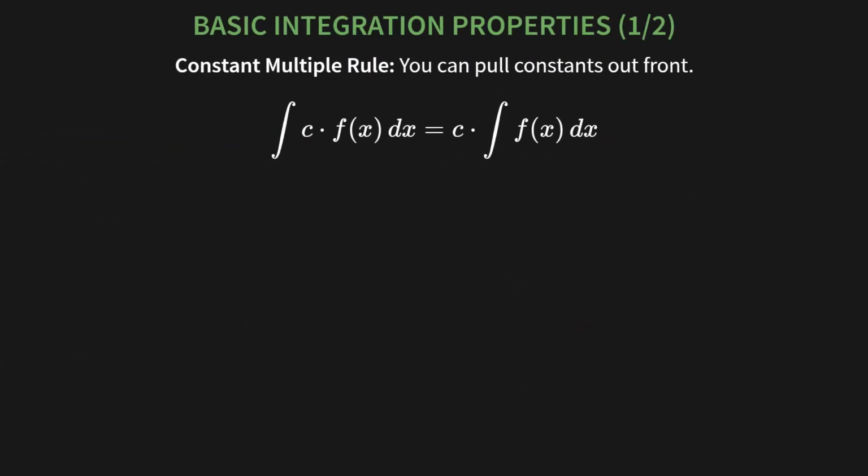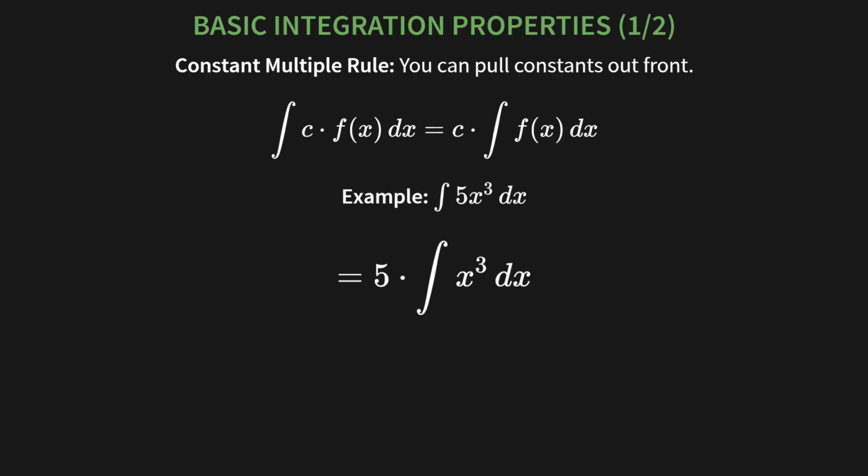Okay, now let's talk about some basic properties. The constant multiple rule. This is great. You can just pull constants out front. The integral of c times f of x dx is just c times the integral of f of x dx. For example, the integral of 5x cubed dx, just pull the 5 out front.